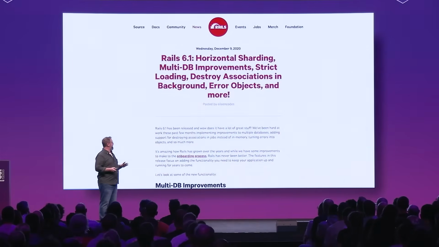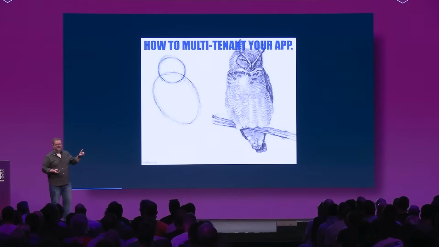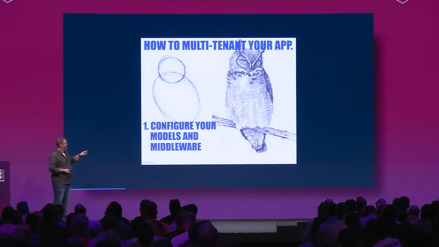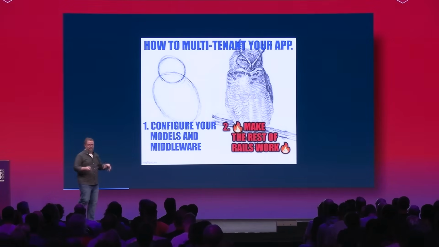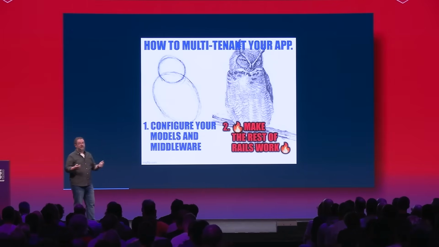So it felt to me a little bit like this, where step one was, you configure your models and the middleware, super easy. And then step two is like, make the rest of Rails work. Make the rest of Rails work.